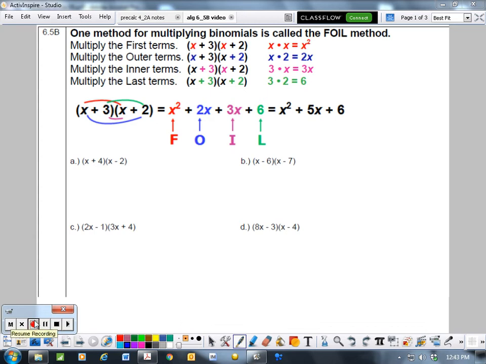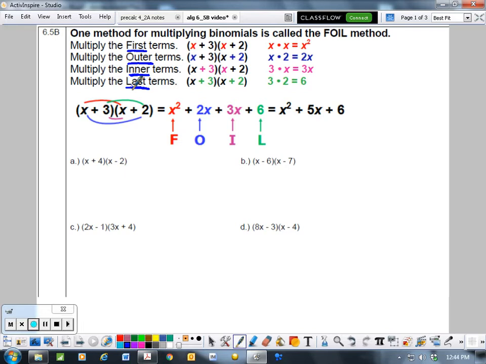Okay, so we are back again multiplying polynomials, and we're going to start off with just multiplying binomials first because those are probably the most common problems that we run into. And the first method we're going to use is called the FOIL method, and FOIL stands for multiply your first terms, multiply your outer terms, multiply your inner terms, and multiply your last terms. And it's just a mnemonic to help us remember how to use the distributive property.